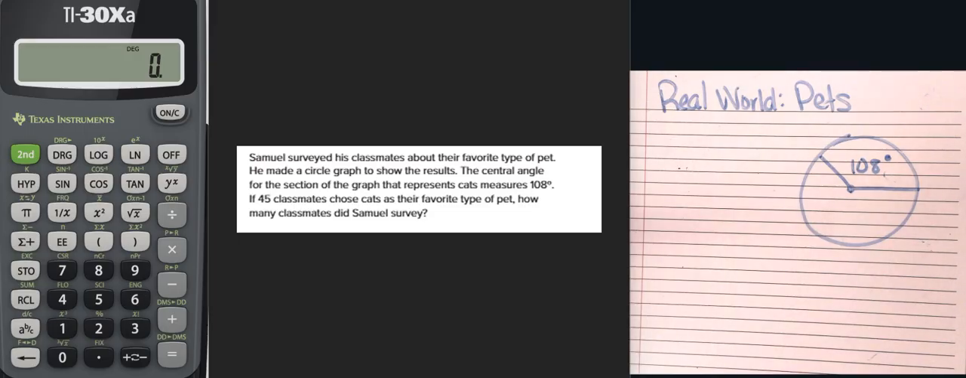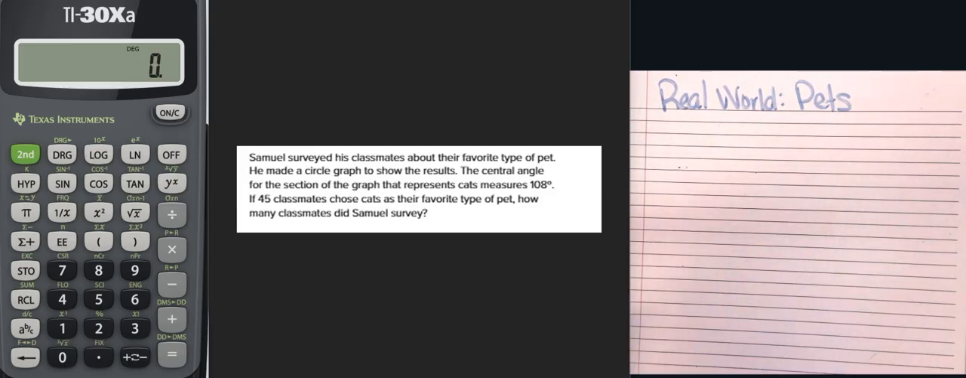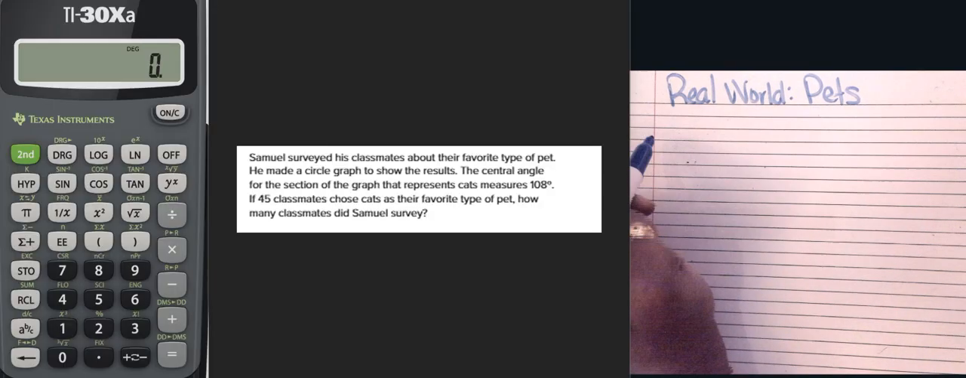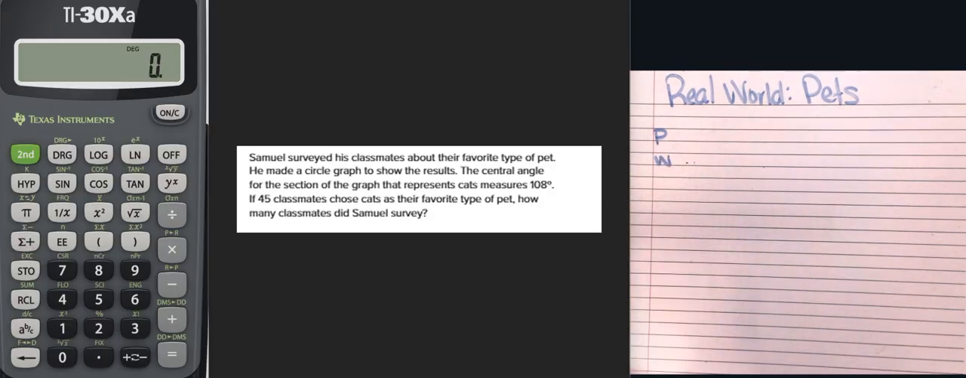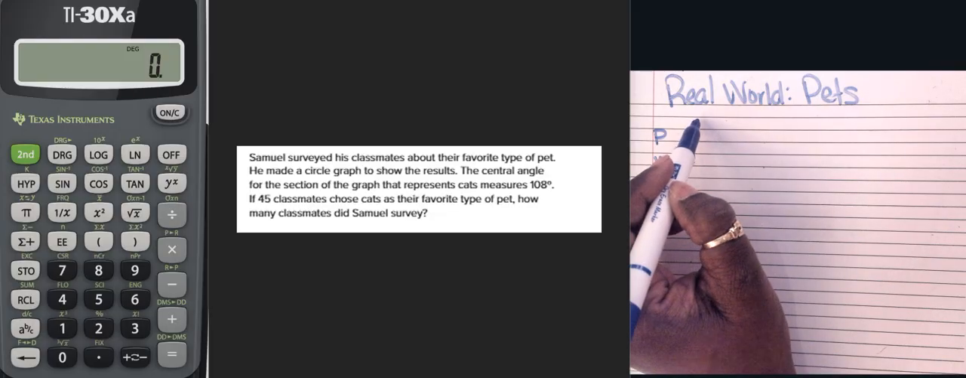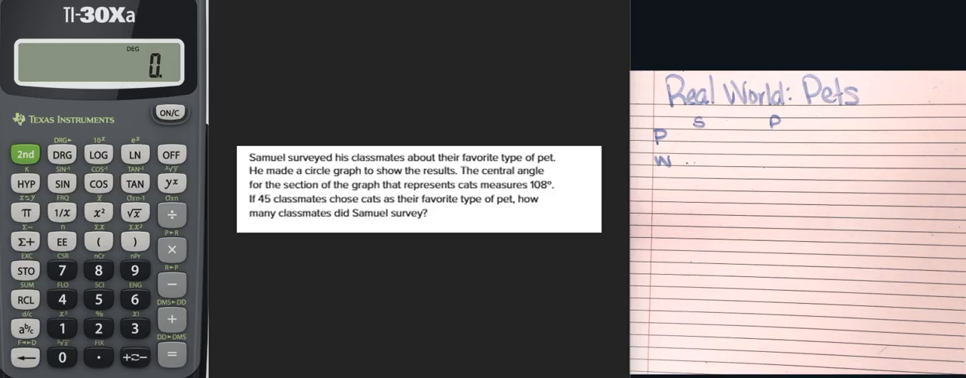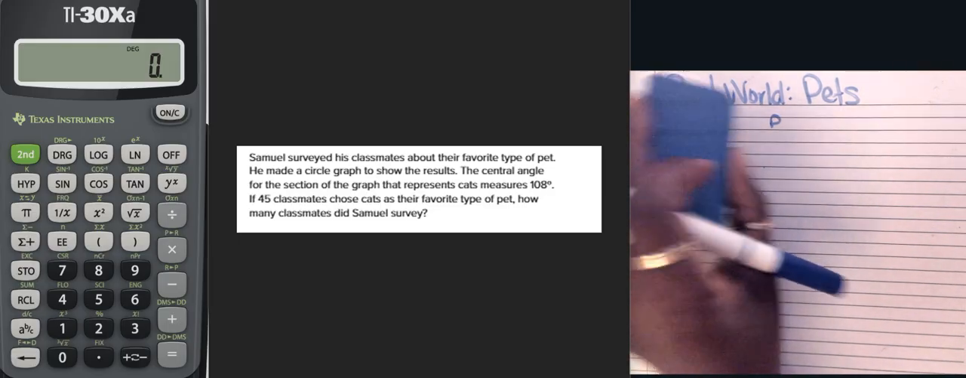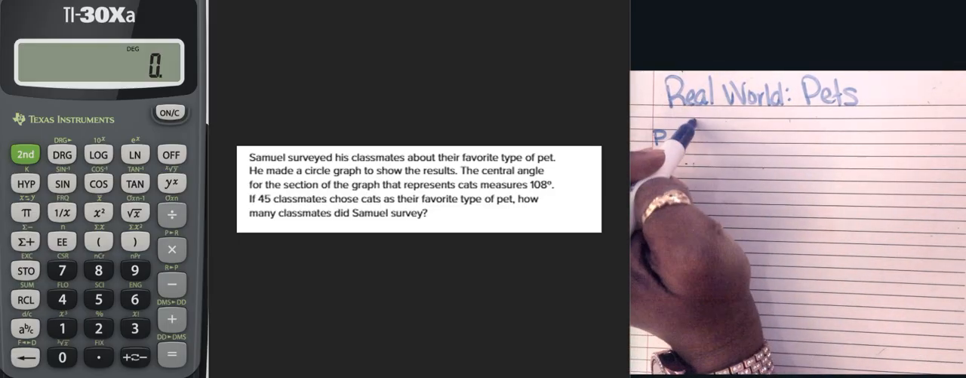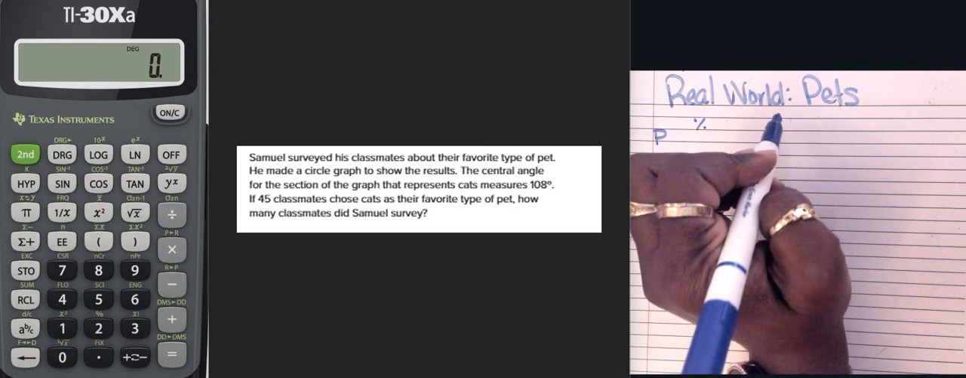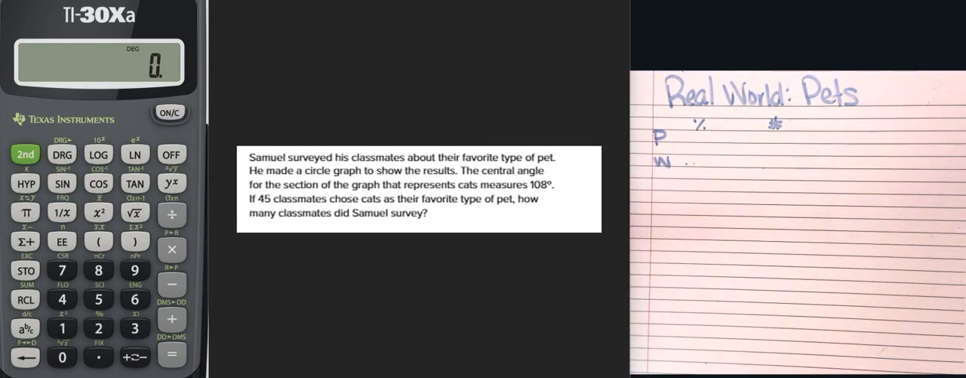Okay, so we need to figure out how many classmates Samuel surveyed. We don't know how many he surveyed. However, we do have three pieces of information, which is enough for us to go on and solve this problem. So let's set this up this way. We know that it's still going to be a part to whole comparison. Typically we saw our sample here and our population over here, but in this case this side will have our degrees, and this side will have our number of students.